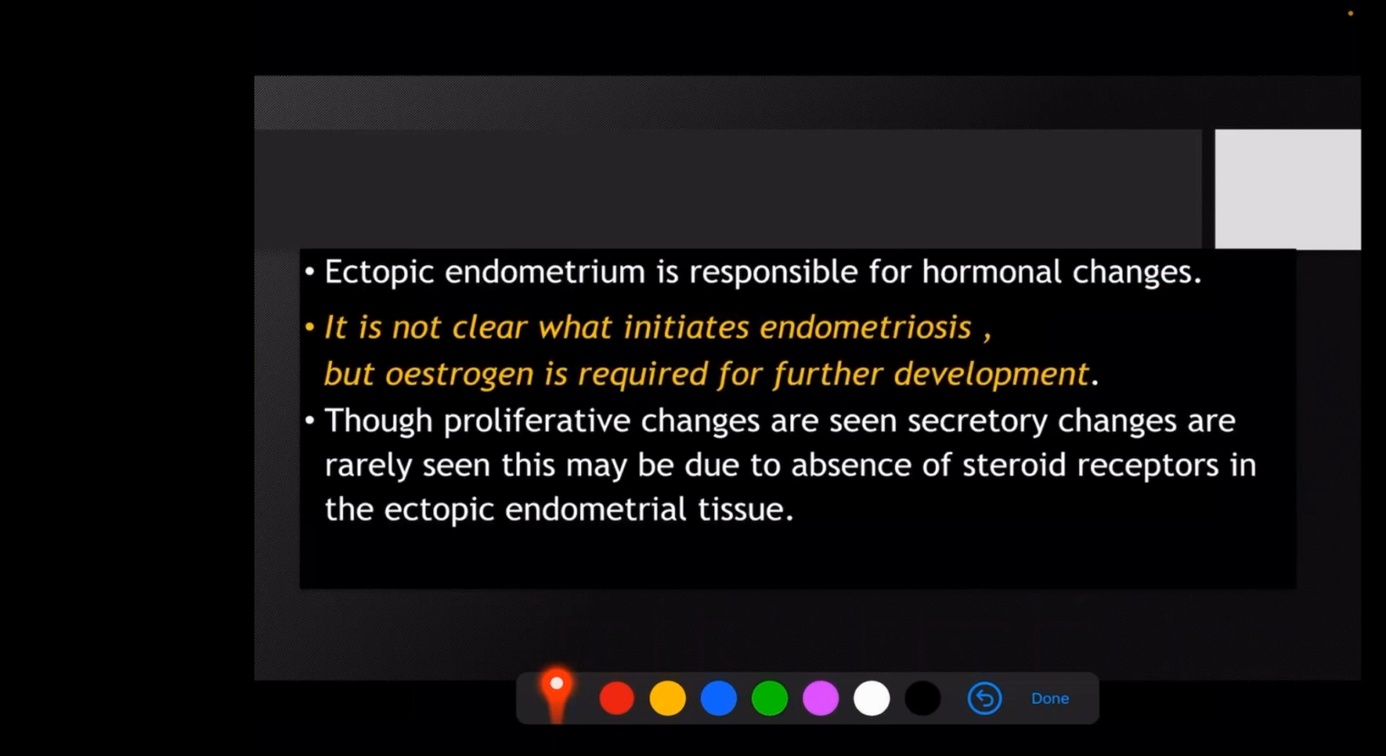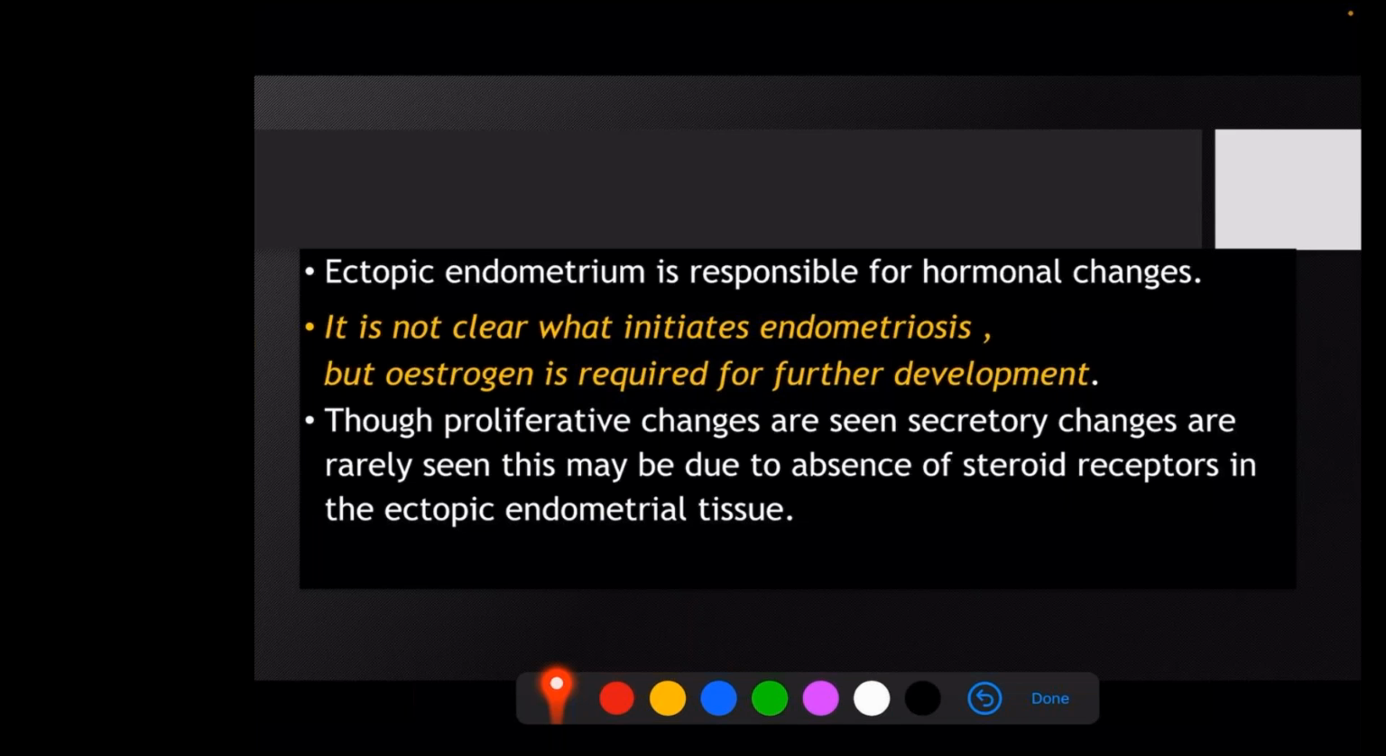Endometriosis is a hormonally dependent disease. The ectopic endometrium, ectopic meaning displaced, is responsive to hormonal changes. It is not clear what initiates endometriosis, but estrogen is required for the further development of endometriosis. Without estrogen, endometriotic implants have no further development. The growth of endometriotic tissue regresses in pregnancy due to high progesterone level, oophorectomy, and following pelvic irradiation.